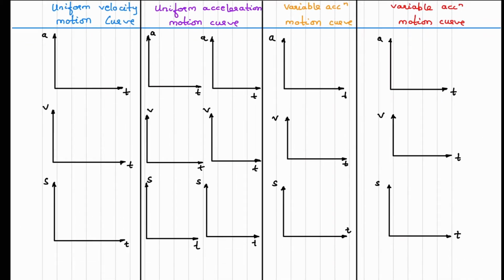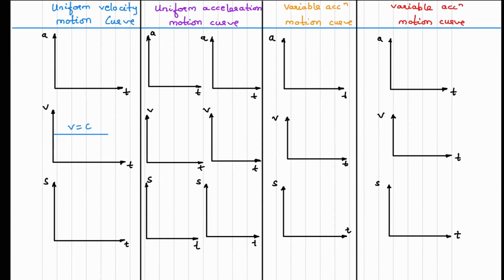Now we'll see some examples related to motion curves. If you consider the first column, we'll see this column wise. The first column is the uniform velocity motion curve. So velocity is what? Uniform, meaning velocity will be constant. Just observe the first column. I am drawing velocity versus time. So velocity is constant. What about acceleration? When velocity is constant, the acceleration will be 0.